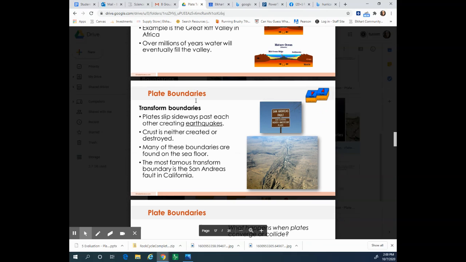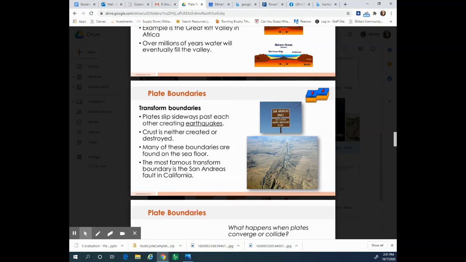For transform boundaries, this is when plates slip sideways. I want you to imagine that you have lines of pieces of paper going side to side on your hands. And if you were to take your hands and rub them together and smash them together really fast where you feel friction, then you will most likely end up with paper cut scars, right? Well, the same thing happens here. The crust is neither created nor destroyed. There are many boundaries found on the seafloor. The most famous one is the San Andreas Fault in California.